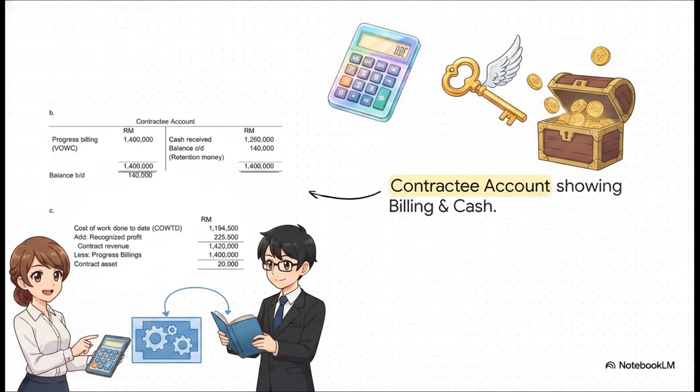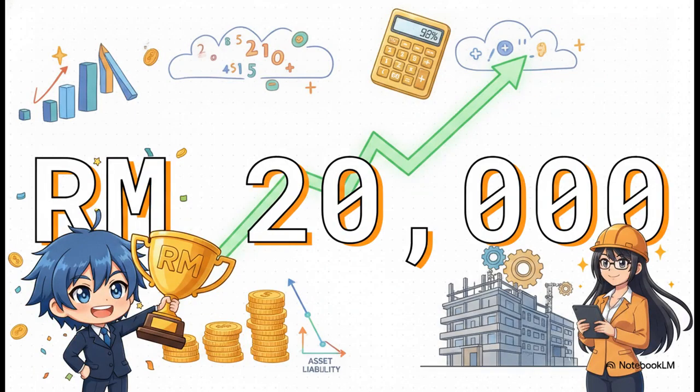And what is that 140K? Our retention money. The client is holding on to it for now, which means it sits perfectly as an account receivable for us. Next up, the big question. Do we have a contract asset or liability for SBJ Berhad? Time to do the math on our master formula.